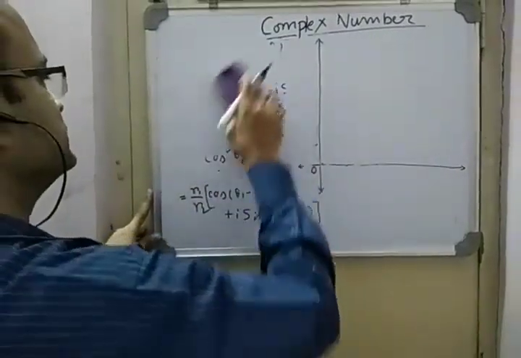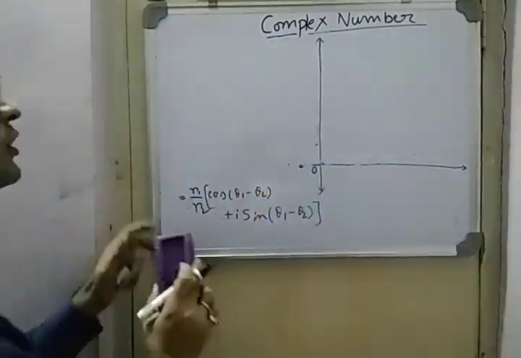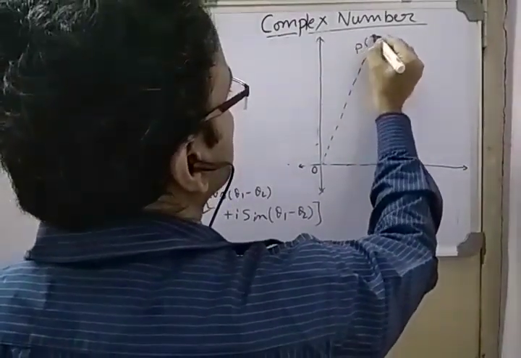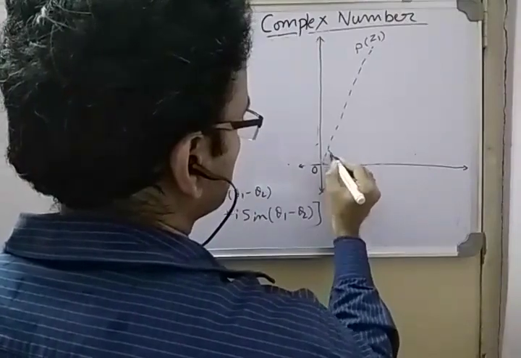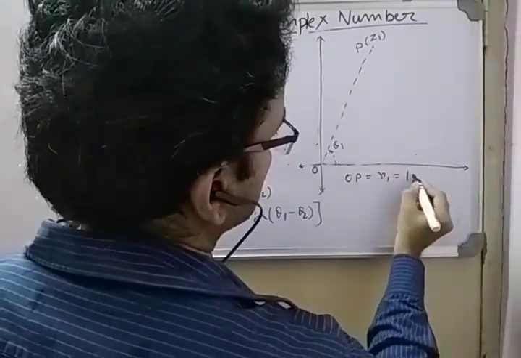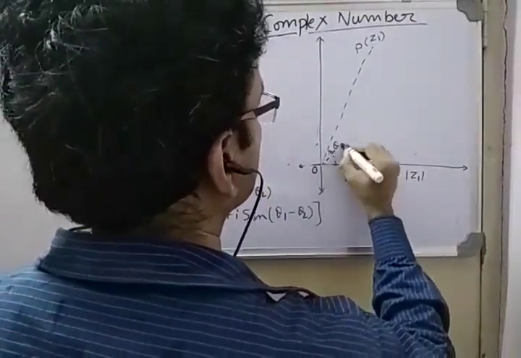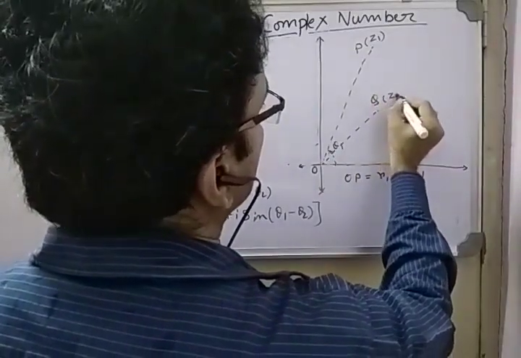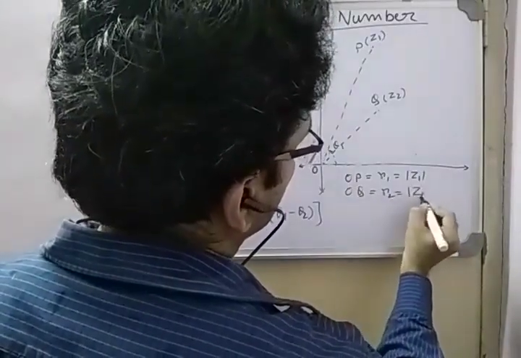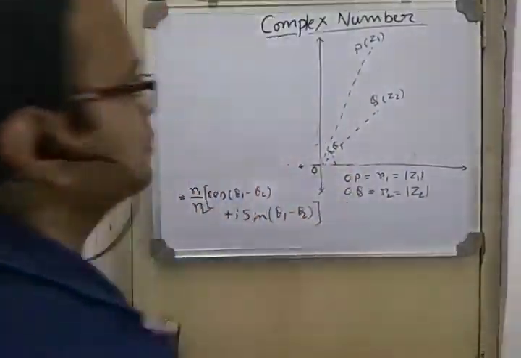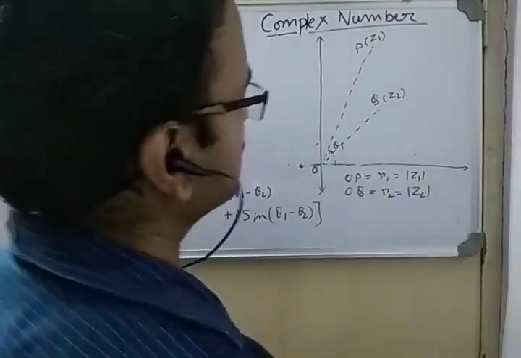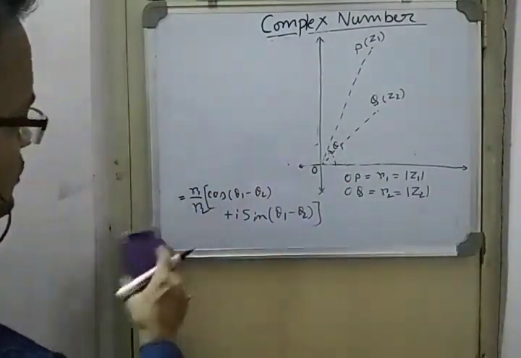Now we will represent it. We know Z1 as, suppose, point P is Z1. So this angle is theta 1, and our OP is R1, equal to mod Z1. Now we take another point Q, and OQ is R2, that is Z2. For representing, you don't need to go to the exact position. Try to visualize where Z1 by Z2 should be.